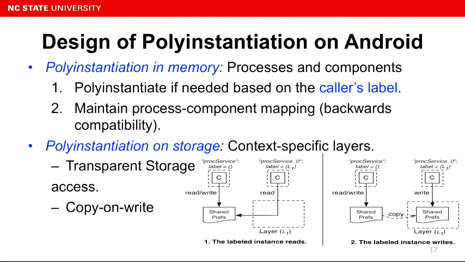Now in terms of storage, we created context-specific layers for each secrecy context to access the storage. So every label has its own layer through which to access the default unlabeled file system, and processes in a labeled secrecy context cannot directly access the file system. For transparent storage access, processes in a labeled secrecy context can read from any unmodified file on the default file system. But once they try to modify a file on the file system, the file is copied over to their layer, and then future modifications and future reads and writes are made to that copy of the file.